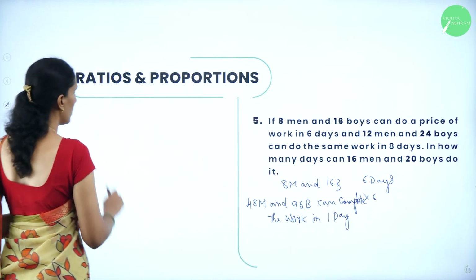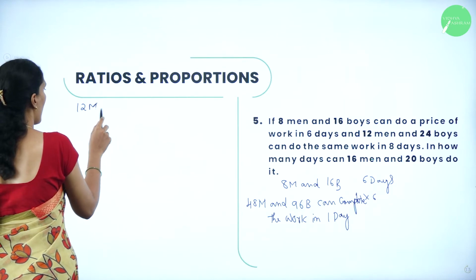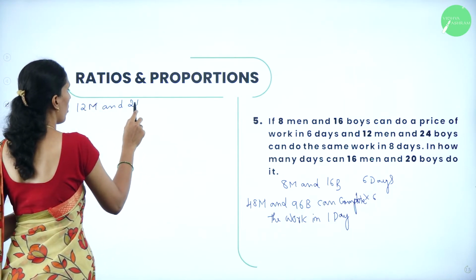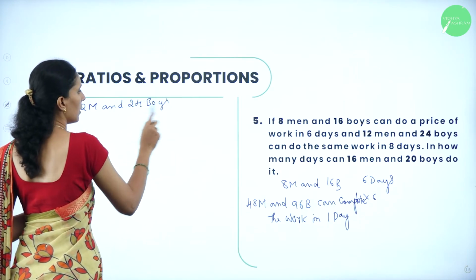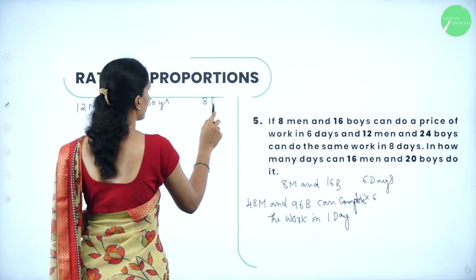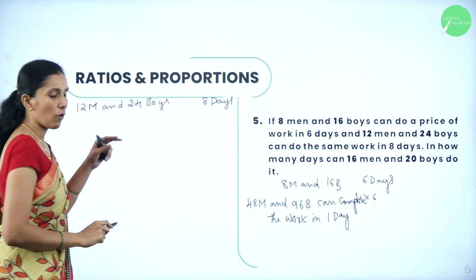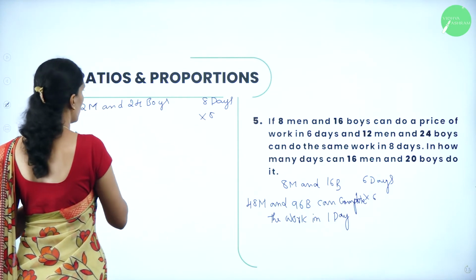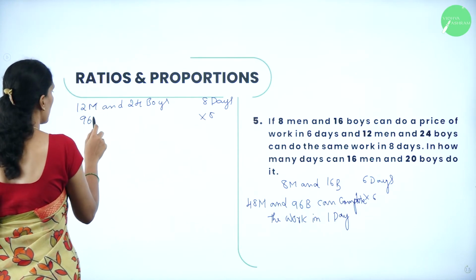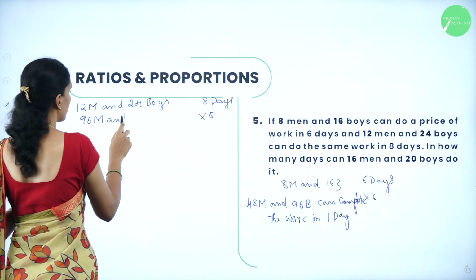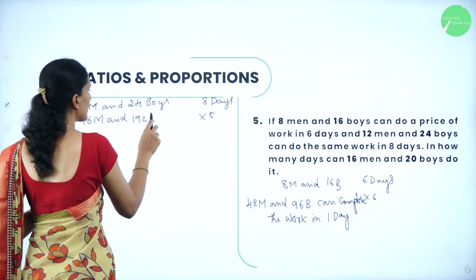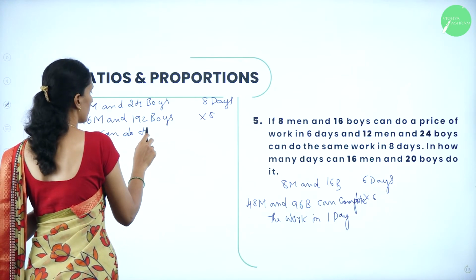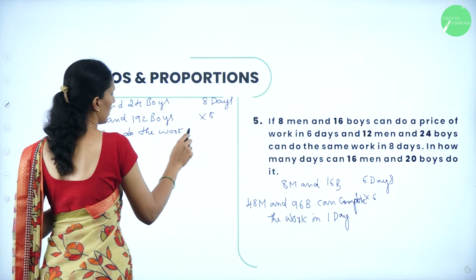Similarly, they have given 12 men and 24 boys can do the work in 8 days. If you want to complete the work in a single day, then you have to multiply by 8. So 12 8s are 96 men and 192 boys can do the work in 1 day.